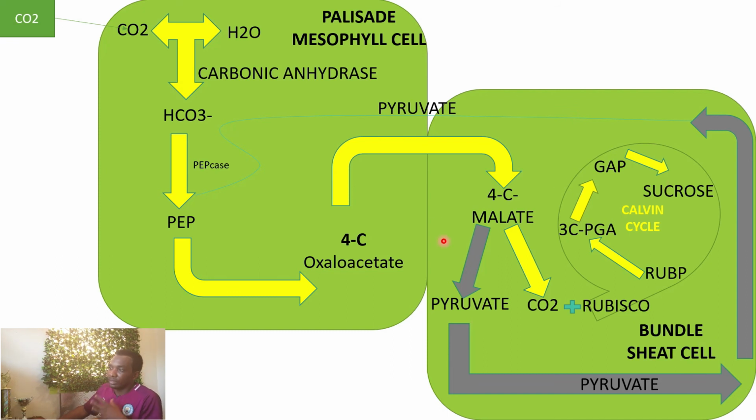Now, just to kind of recap what we have said, during C4 photosynthesis, the Calvin cycle occurs within the bundle sheath cells within C4 plants. Unlike C3 plants, in C3 plants it occurs within the palisade mesophyll cell. And another important point is, during the initial stages of C4 photosynthesis, PEP is produced, and PEP has a higher binding affinity for carbon dioxide. Therefore, it cuts out photorespiration.